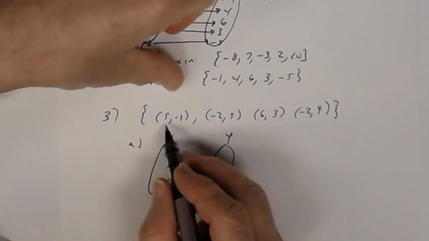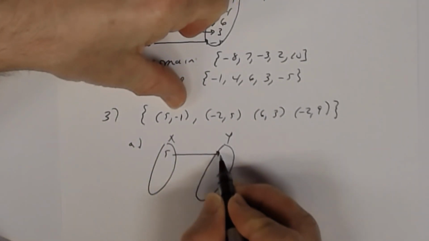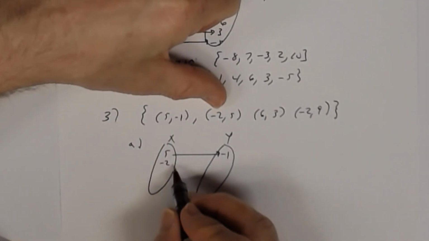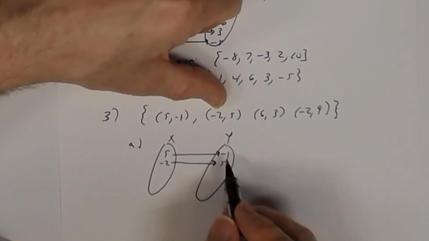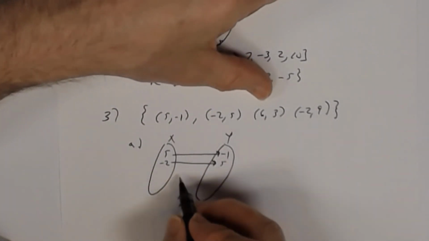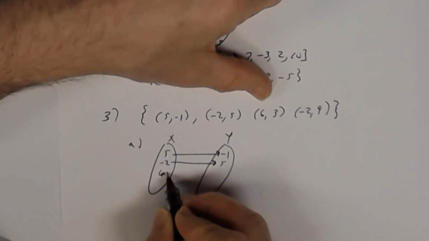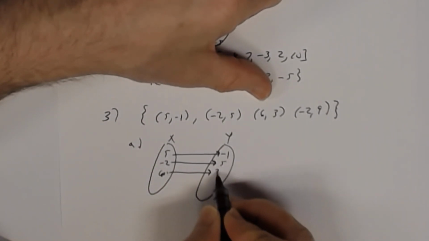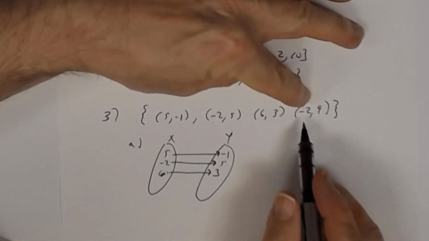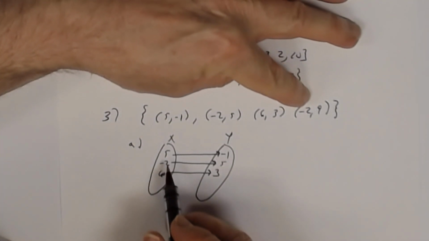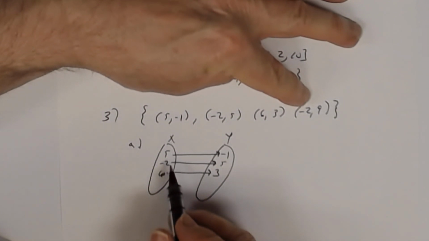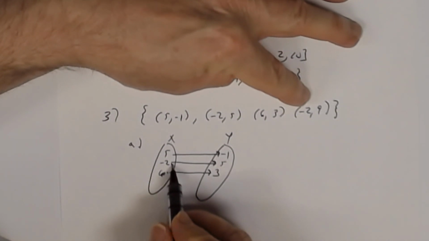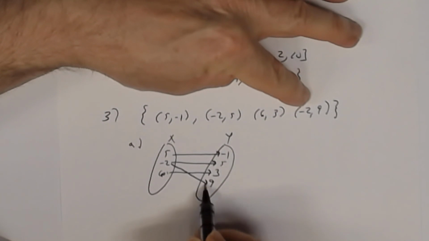Remember, x is your domain, y is your range. So when x is 5, my y value is -1. When x is -2, my y value is 5. So far we're good. For each of these x coordinates, there's only one y value attached to it. When x is 6, my y value is 3. So far we're good. When x is -2, now remember, you already have it listed, so do not list it again. When x is -2, my y value is 9.